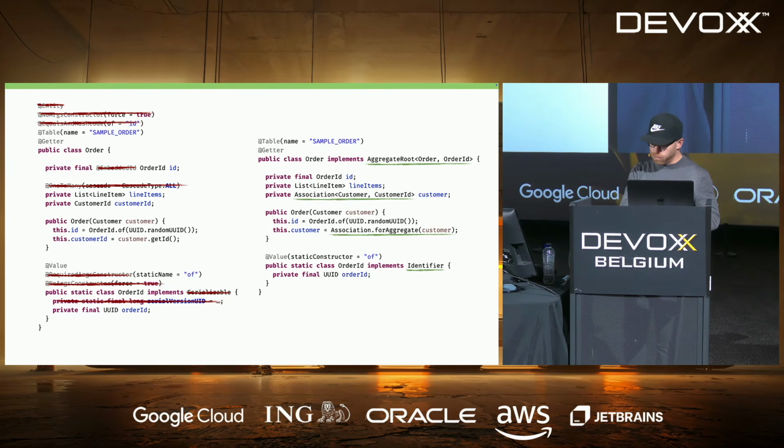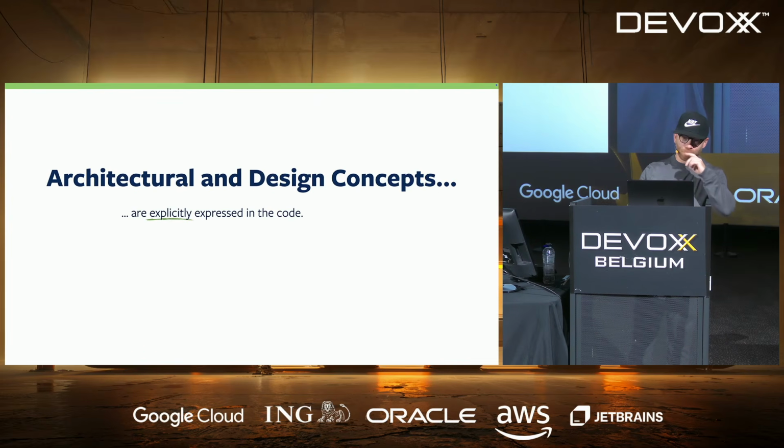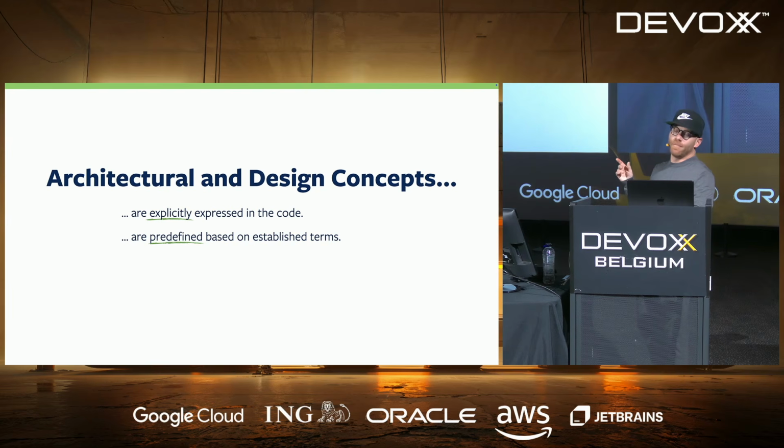Okay, we did that. Yeah, to summarize this part, and I have to show you a bit of IDE integration before we go into the break, we put architecture and design concepts explicitly into the code. That second statement is not entirely true, but the concepts that you can use out of the box are the ones that are well established in some kind of literature. The DDD book, event sourcing, and CQRS.